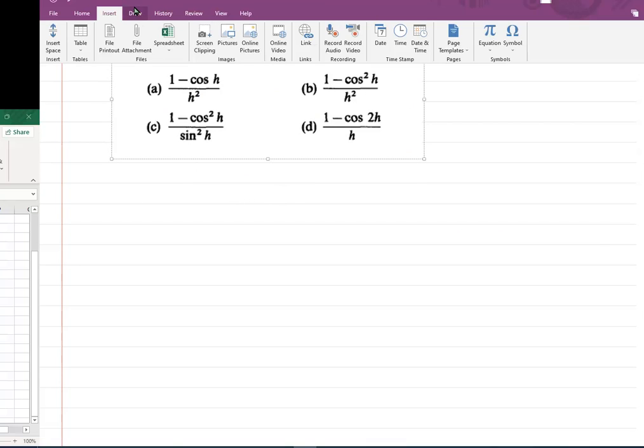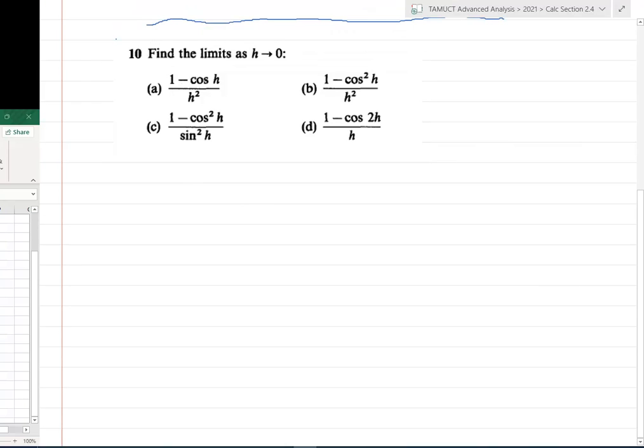If I look at a, I have 1 minus cos h over h squared. Now, I know that 1 minus cos h goes to 0. But that doesn't really help me, because I have 0 over 0, so 1 minus cos h over h squared gives me 0 over 0. I don't know what that limit is. That could be anything. So I want to do something a little bit better. So let's do something like this.